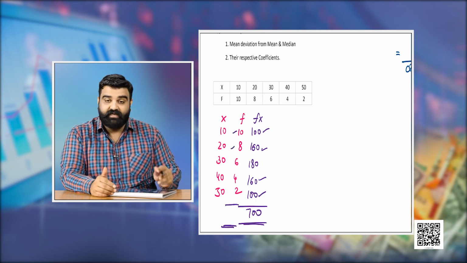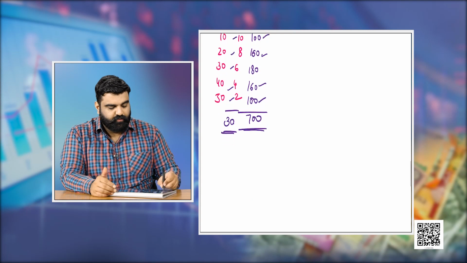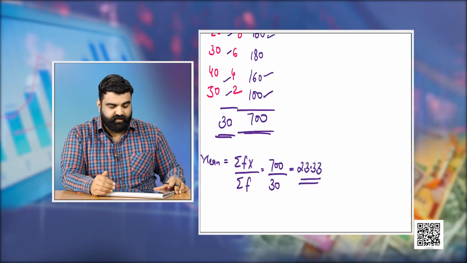So, 10 plus 8 is 18, plus 6 is 24, plus 4 is 28, and plus 2, this will be 30. To calculate the mean, I will have to use the formula sigma fx upon sigma f. This will be 700 by 30. So, my answer to this question will be 23.33.